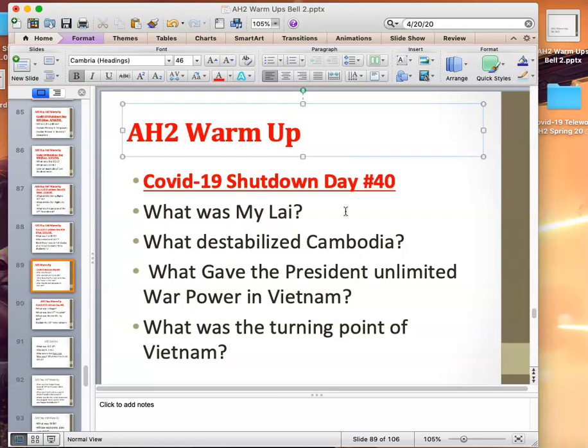What gave the President unlimited power during the war in Vietnam? The Gulf of Tonkin Resolution allowed LBJ and Nixon to send new troops at will without approval from Congress. What was the turning point of Vietnam? The Tet Offensive, in which the embassy was lost in Saigon, and this is when Lyndon B. Johnson decided he wouldn't run for re-election in January of 68.